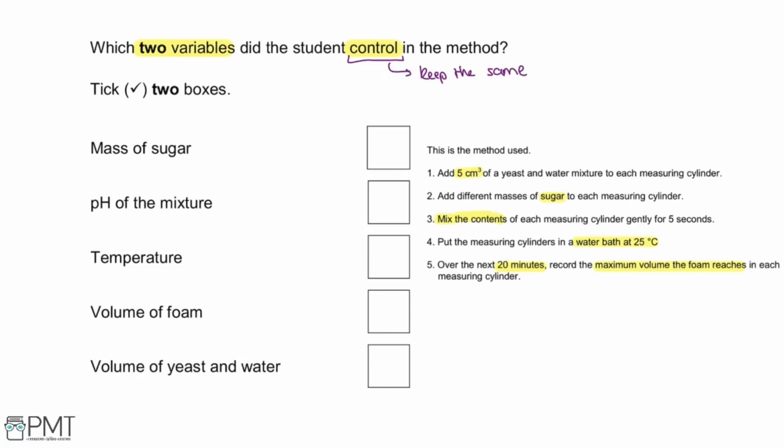And if we have a look at the method, we can see that the first step says add 5 centimeters cubed of a yeast and water mixture to each measuring cylinder. So this is something that's common for all of them. So that's one thing that's kept the same. And then further down, we can have a look at step 4, which is the water bath at 25 degrees C. So that's also something that's common for all of them. So those are your 2 controlled variables. It's the volume of the yeast and the water and the temperature.